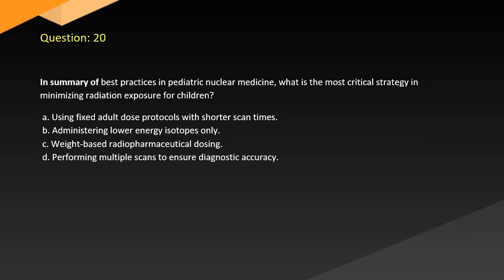Question 20. In summary of best practices in pediatric nuclear medicine, what is the most critical strategy in minimizing radiation exposure for children? A. Using fixed adult dose protocols with shorter scan times. B. Administering lower energy isotopes only. C. Weight-based radiopharmaceutical dosing. D. Performing multiple scans to ensure diagnostic accuracy.